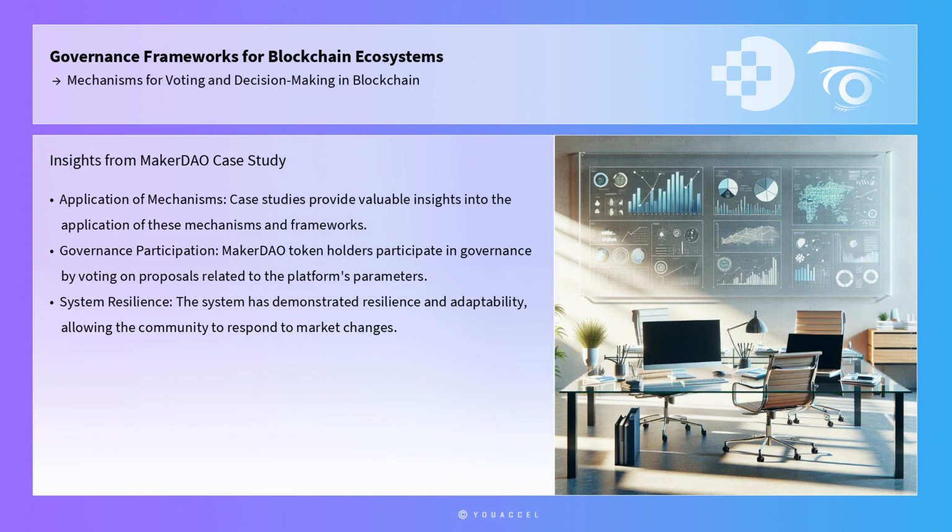Case studies provide valuable insights into the application of these mechanisms and frameworks. One notable example is the MakerDAO, a decentralized lending platform on Ethereum, which uses a combination of on-chain and off-chain voting to govern its protocol. MakerDAO token holders participate in governance by voting on proposals related to the platform's parameters, such as interest rates and collateral types. The system has demonstrated resilience and adaptability, allowing the community to respond to market changes and maintain stability.